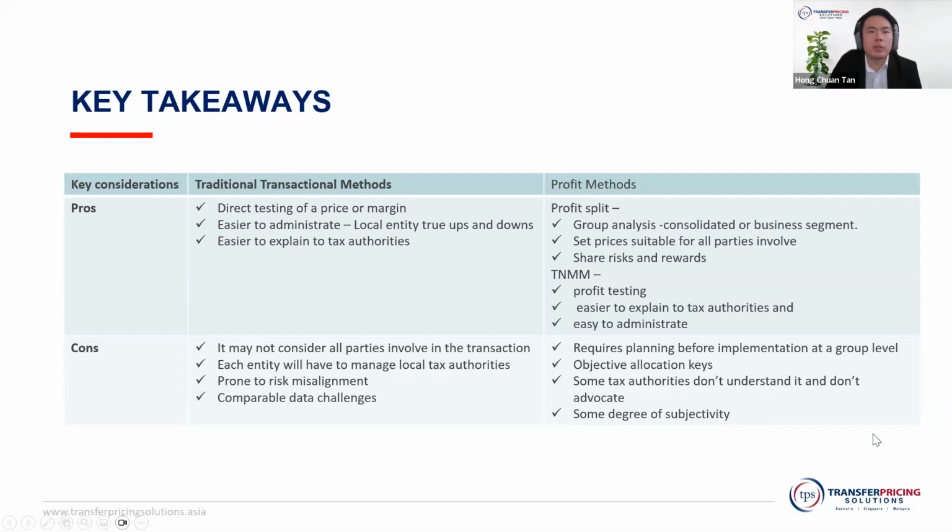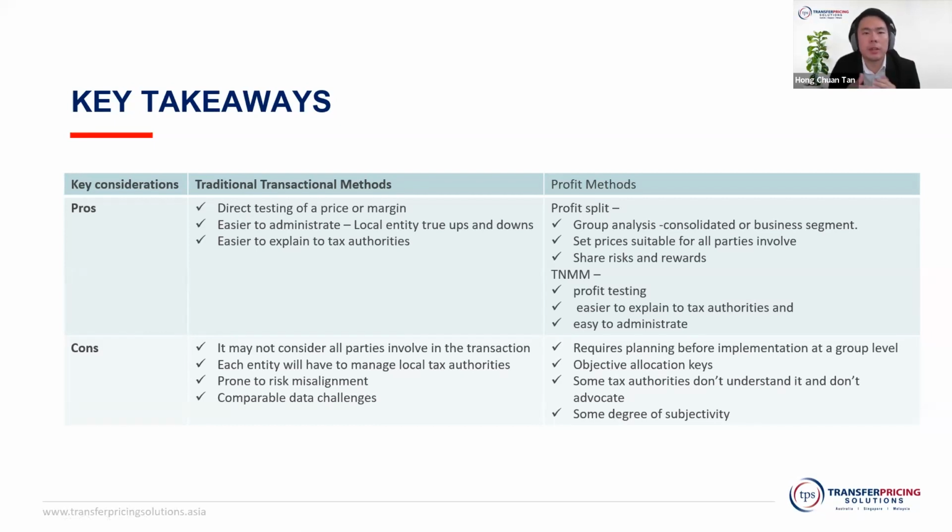Yep. And with traditional transactional methods, you use an objective indicator, the price or margin to be tested. And then it's very easy to demonstrate true ups and true downs. And tax authorities will have full knowledge of traditional transactional methods. So those are the pros.